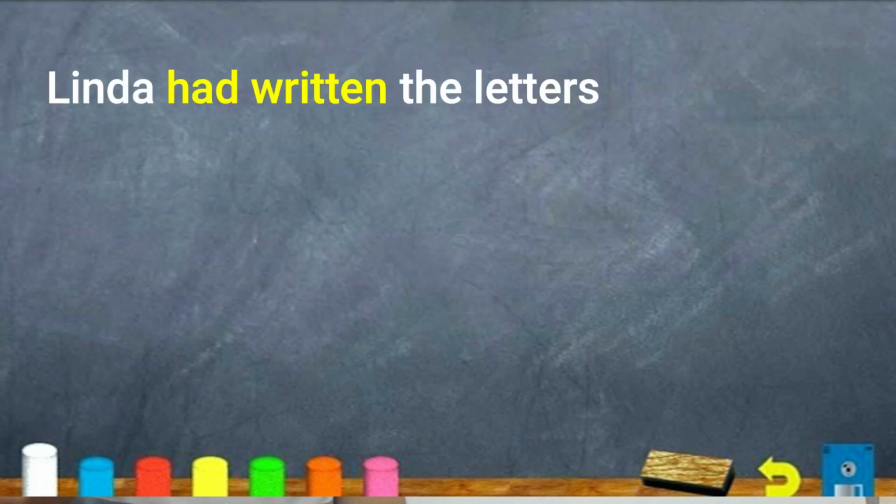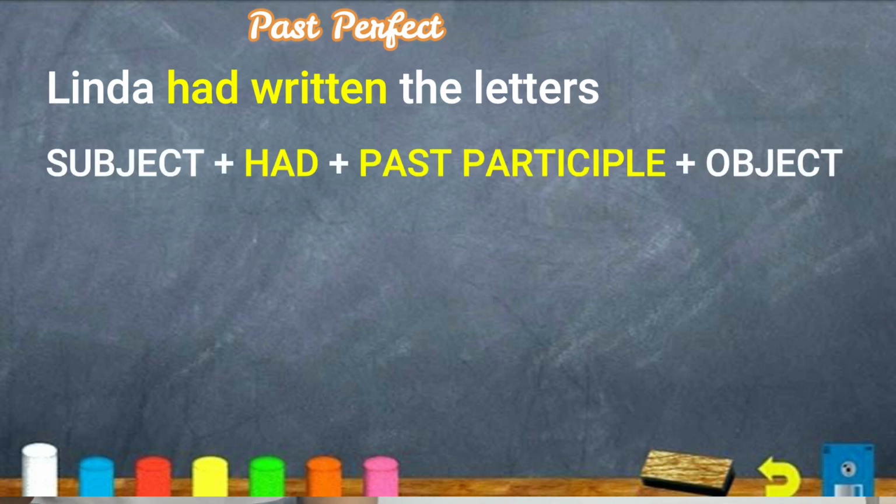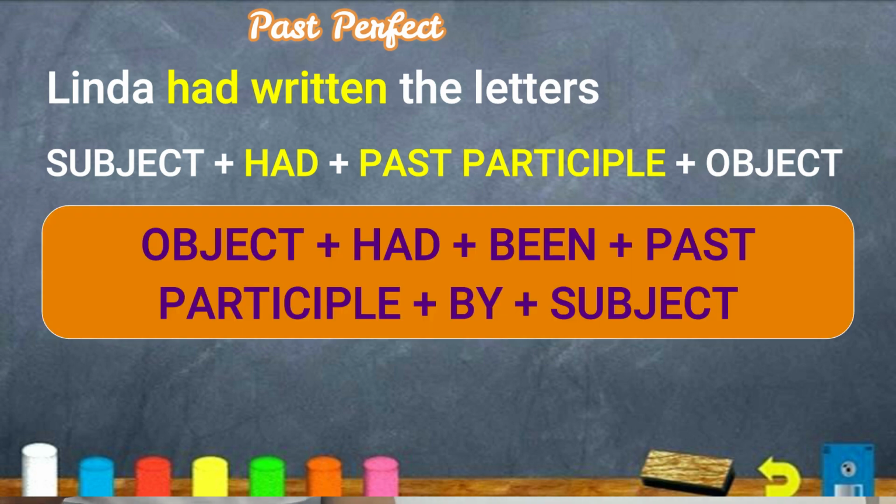Let's move to the other sentence. Linda had written the letters. So here we have the past perfect. How do I know? We have the auxiliary verb had. So what is the rule of this sentence? The active, we say subject, Linda is the subject, and then had, auxiliary verb, and then past participle of write, and then object. So if I want to change the sentence into the passive, the rule should go like this. We start with the object, which becomes a new subject, and then we put had.